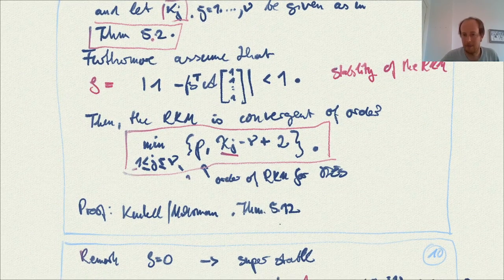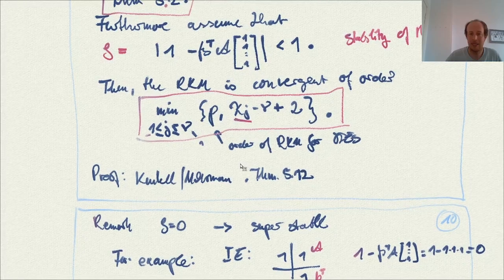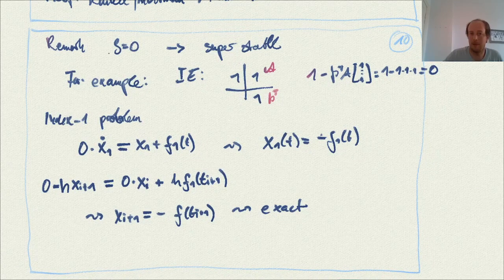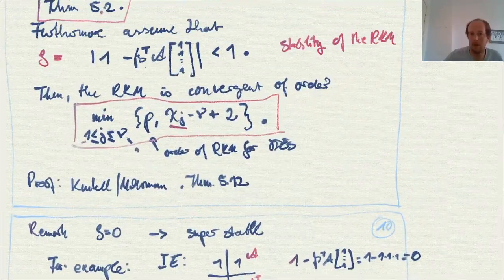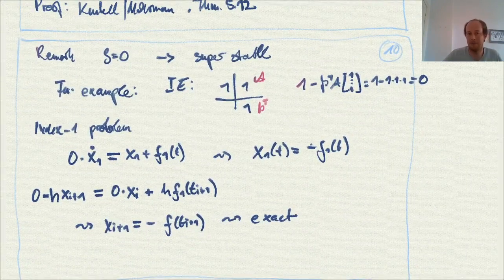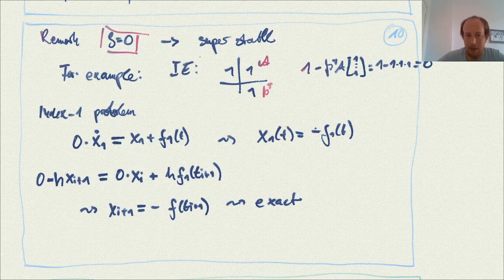And the proof for that is in theorem 5.12. It's technical, but also gives you some insight into what happens there. But it's technical most of the time. And instead of going through the proof, I would rather like to go a bit through what this rho means. So the rho was this condition of the RKM, the stability condition. And there are RKM methods for which this rho equals 0. And these are super stable methods. And what this means, let's have a look at the implicit Euler scheme for that.